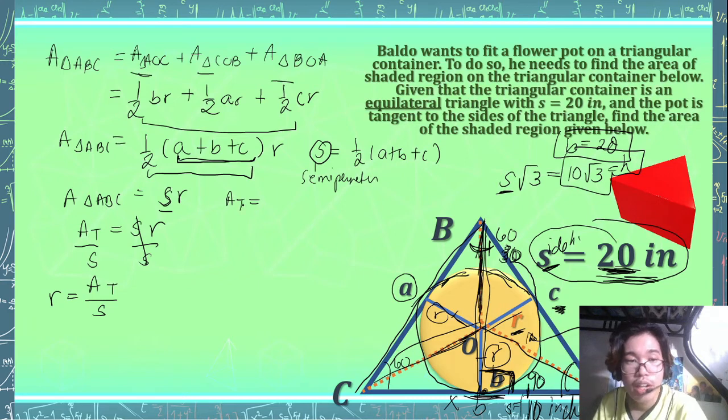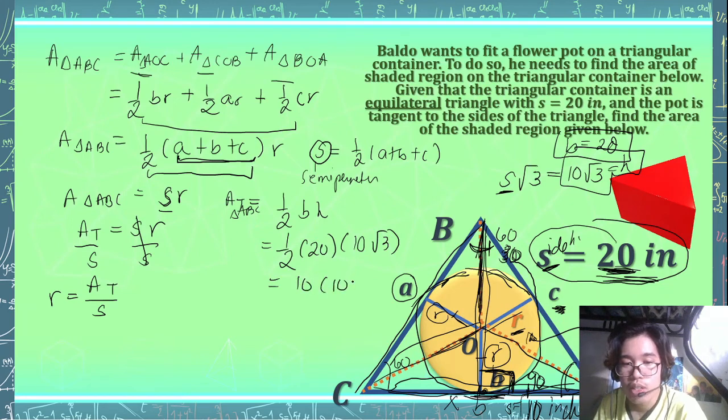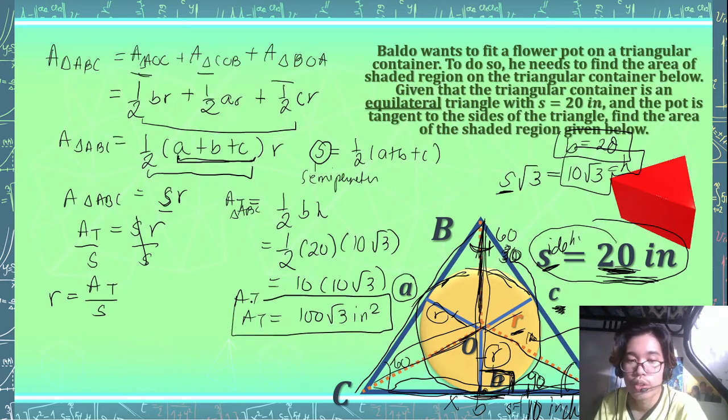So the total area of triangle ABC is going to be 1/2 base times height. We know that the base here is not equal to 10, that's 1/2 of the base, but the total base, as given, since it's an equilateral triangle, is 20, times the height, which is 10 square root of 3. So this is going to give us 10 times 10 square root of 3. Therefore the total area of triangle ABC is going to be 100 square root of 3 square inches. So that's the total area of the triangle.